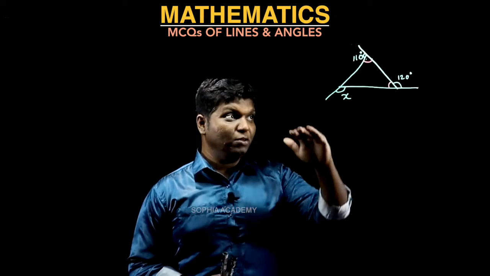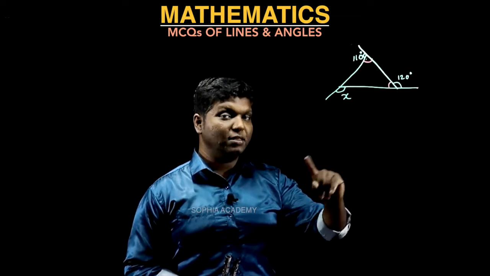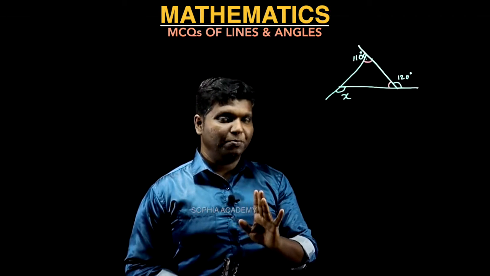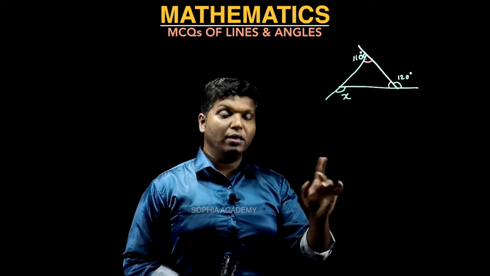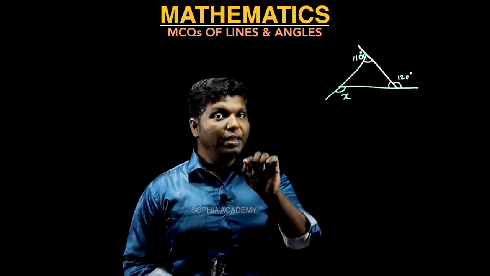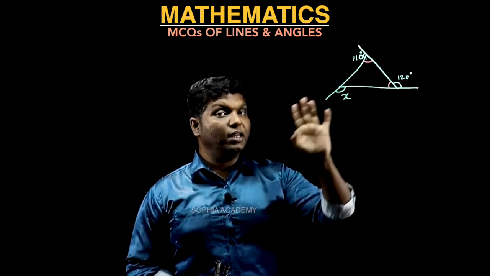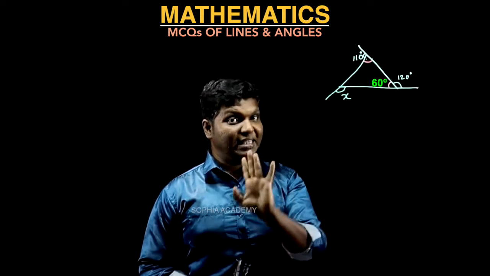Because it's a linear pair. In a line, you can see it is divided into two pieces, and that's what we call a linear pair, right? The sum of a linear pair is supplementary. That means when you add two angles which form a linear pair, they will be 180 degrees. So if altogether it is 180 and this is 120, definitely this is 60. Keep in your mind this is 60.